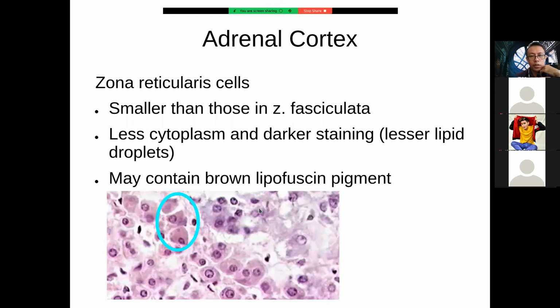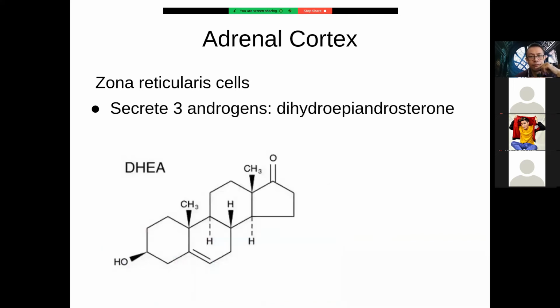They may contain the so-called lipofuscin pigment. Lipofuscin means fat and pink, fat pink, which becomes brown pigment. It's just a byproduct of its metabolism because of the hormones that they produce. This time, cholesterol-derived, but having to do with the manliness of a person.